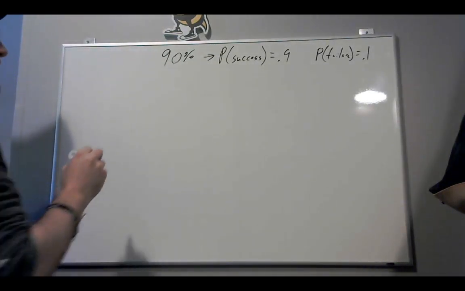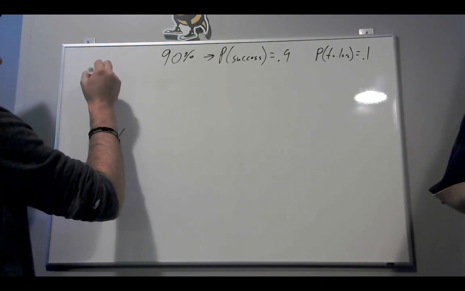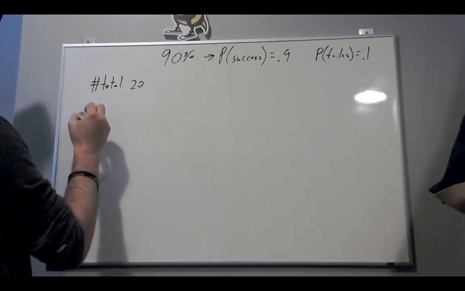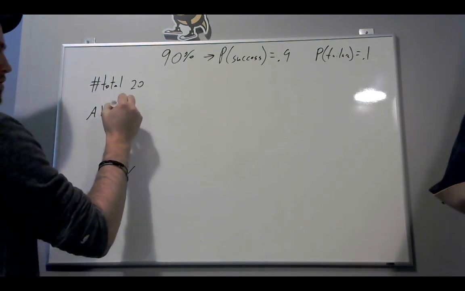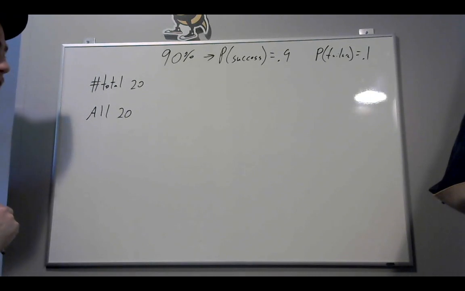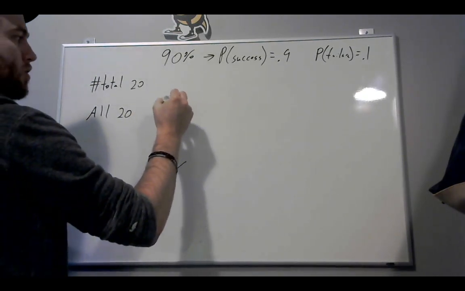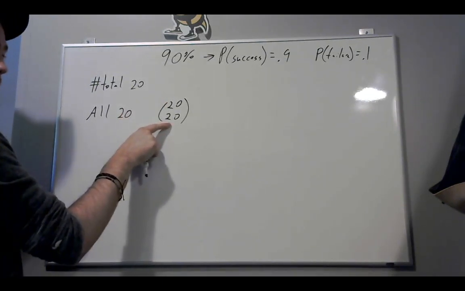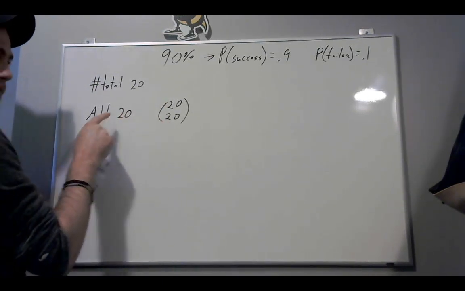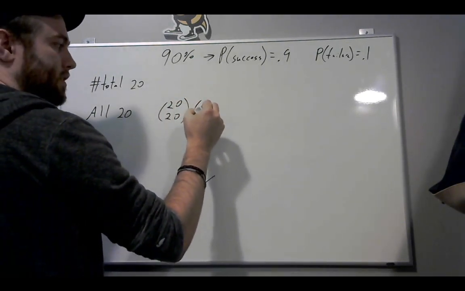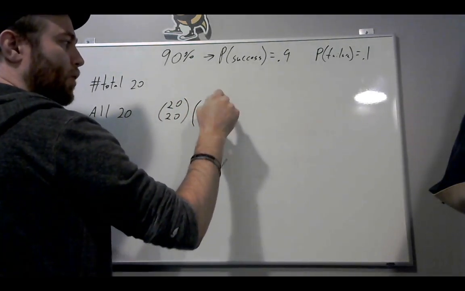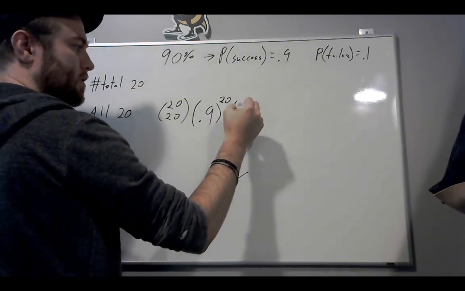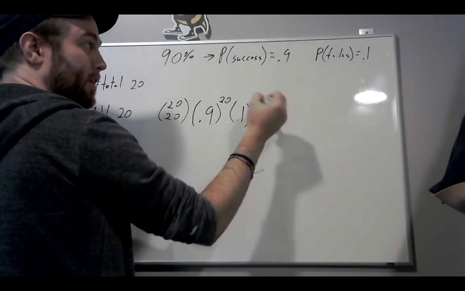We want to see if he makes a total. There were a total of 20 shots. We want to see him make all 20. So him making all 20, that would be 20 choose 20, the total number by how many successes we want, times the probability of success, which was 0.9, raised to how many he wants to make, which was all 20, times his failure, which was 0.1, raised to how many failures? Well, that's none.